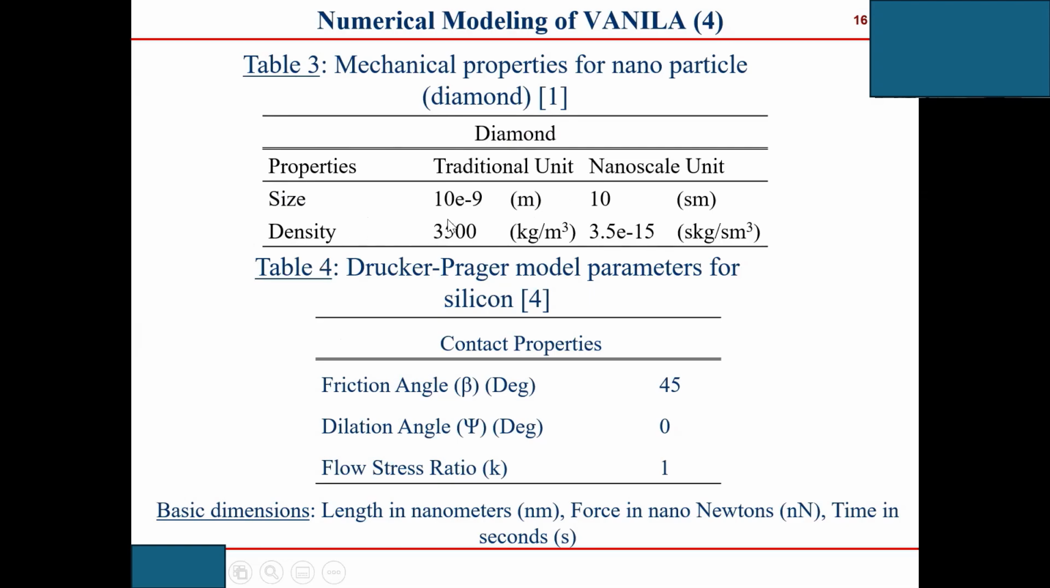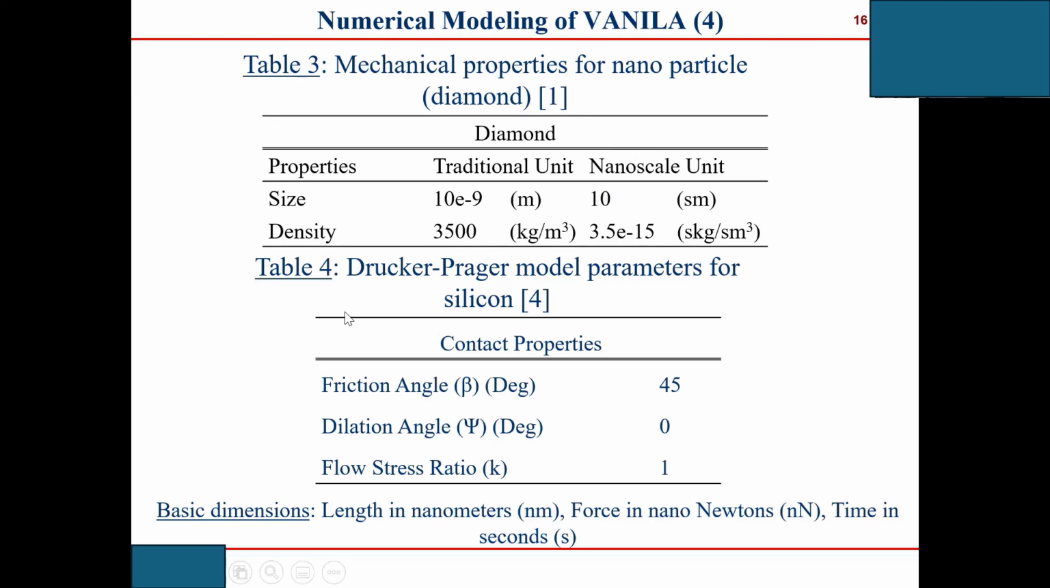The density also is given here, from reference number 1: 3,500 kilograms per cubic meter. So these are traditional units. Because the diamond is also used in this nanomachining context, we need to scale these units down to nanoscale units. You can see this is only taking care of the factor, 10 to the power of some number.